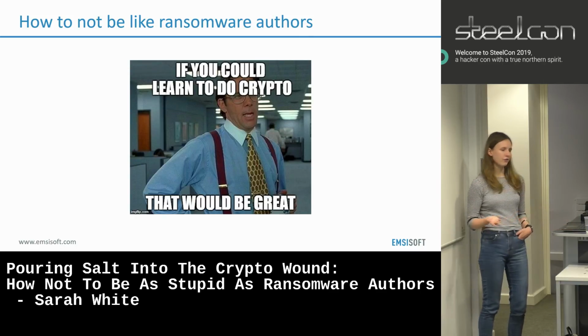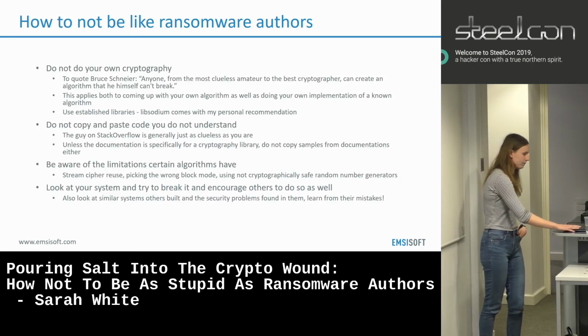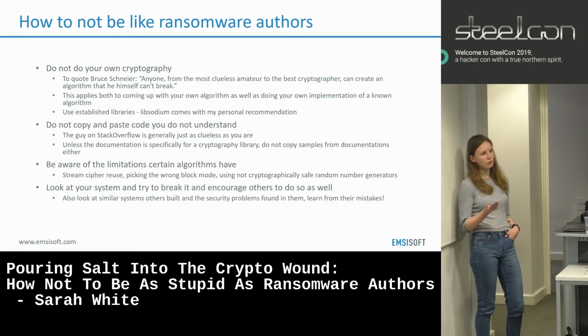So how to not be like ransomware authors? This is where I'll give you some tips on what not to do. First of all, never roll your own cryptography. As Bruce Schneier puts it nicely, anyone from the most clueless amateur to the best cryptographer can create an algorithm that he himself can't break. Coming up with your own cipher and also implementing a known cipher yourself securely is quite difficult. It's better to use established and reviewed libraries. I would suggest using libraries that are easy to use and that make a lot of decisions for you.